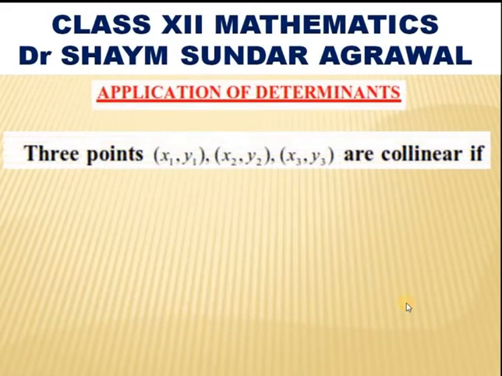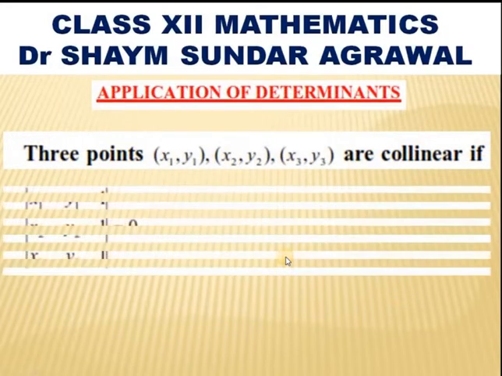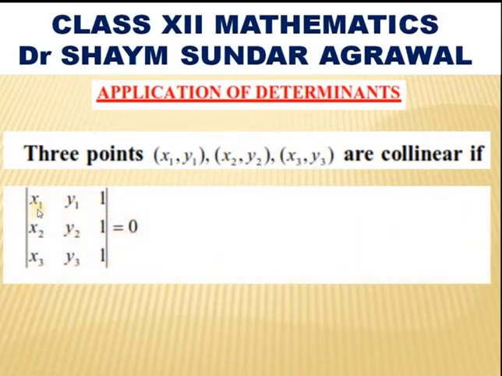Similarly, three points (x1, y1), (x2, y2) and (x3, y3) are collinear if the area bounded between them is equal to 0. That means the determinant of x1, y1, 1, x2, y2, 1, x3, y3, 1 is equal to 0. So the second application is that the three points are collinear if this determinant equals 0.